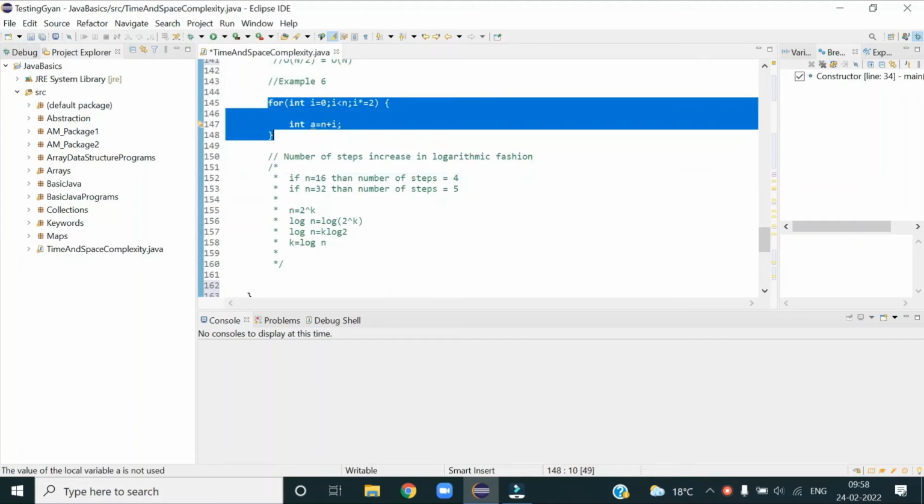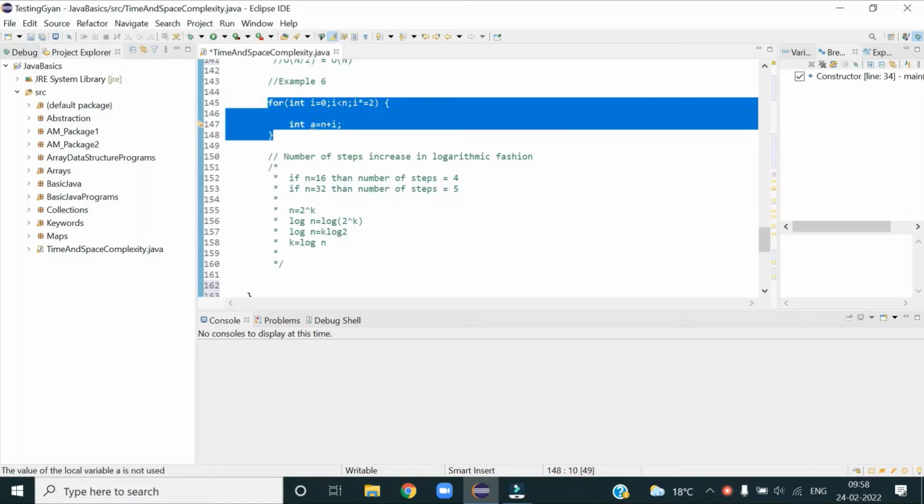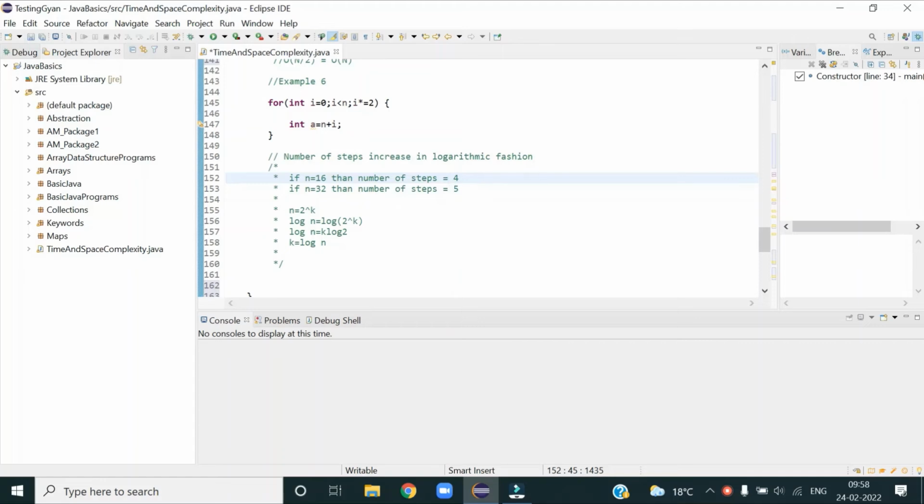And when n is equal to 32, this loop is going to run 5 times. That is, if n is 16, then the number of steps is 4. If n is 32, then the number of steps is 5. Now if we try to find a formula for this, it will be like 16 is equal to 2 raised to power 4, and 32 is equal to 2 raised to power 5. That is, the number of steps is the power. Here 2 is the constant and k is the variable, that is, the number of steps.